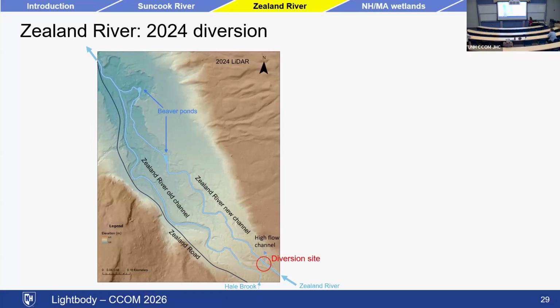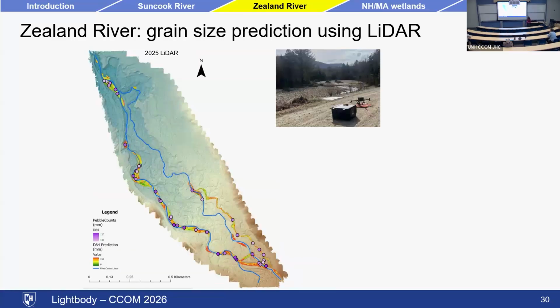The old channel is now only fed by a little tiny brook, Hale Brook, which is coming off of the mountains. An aspect of this study is to try to estimate channel roughness, and I know that many of you are interested in mapping. I have a student who is generating these beautiful pictures of grain size throughout this reach here. This is showing the D84.